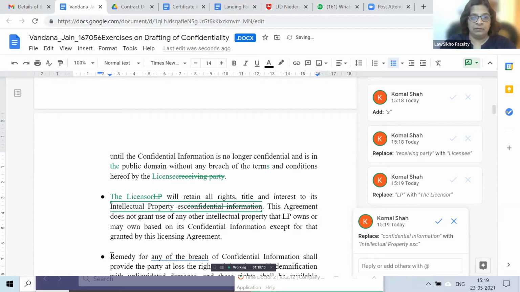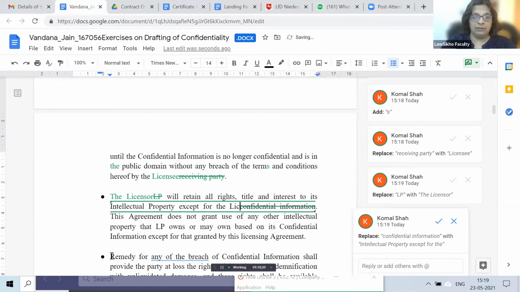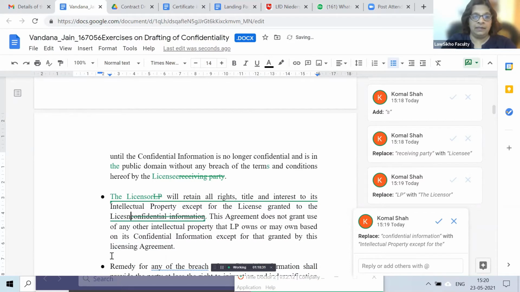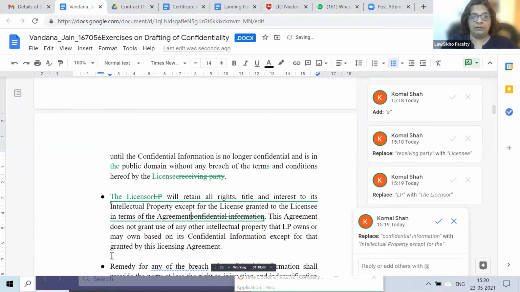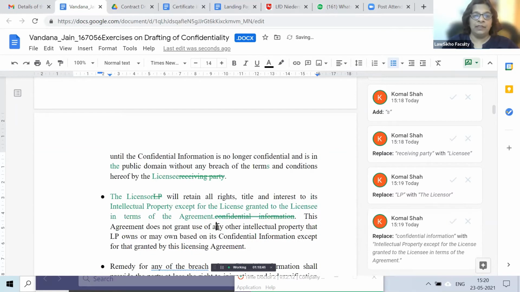Except for the license granted to the licensee in terms of this agreement. Okay. This agreement does not grant use of any other intellectual property that the licensor owns or may own.